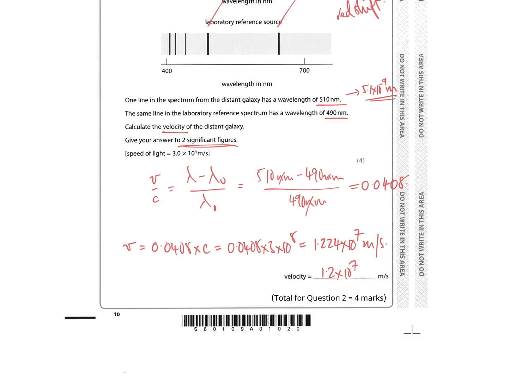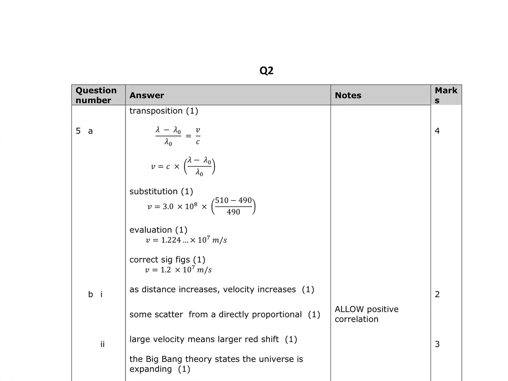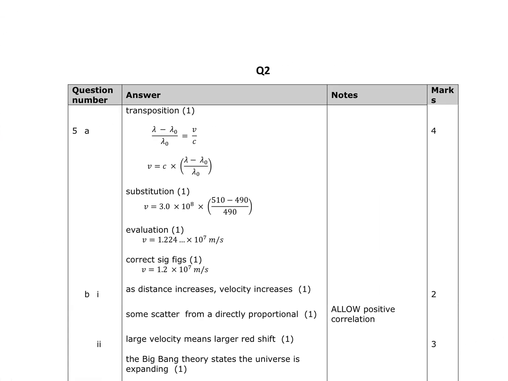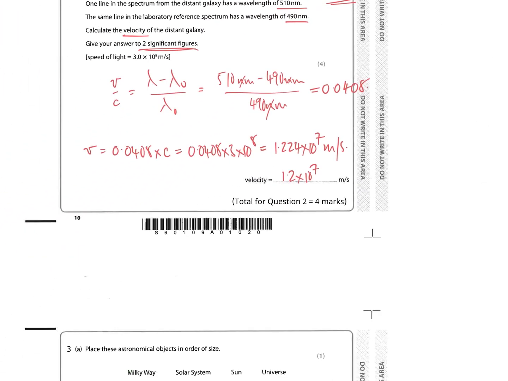Let's see if that is correct in the mark scheme for the first bit. Yes, we've got the correct equation, the rearrangement the correct way round, and therefore the answer with the correct significant figures. Excellent. Let's go on to the next question.